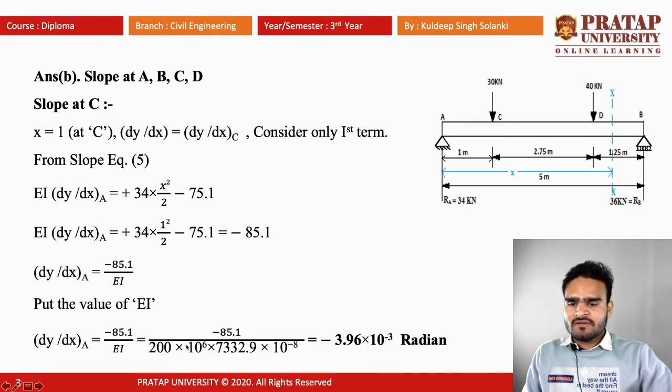Now minus 85.1 and put the value of EI, where E is 200 into 10 power 6 and I is 7332.9 into 10 power minus 8. This gives the slope value 3.96 into 10 power minus 3 radian. This is the value of slope at C, not at A.